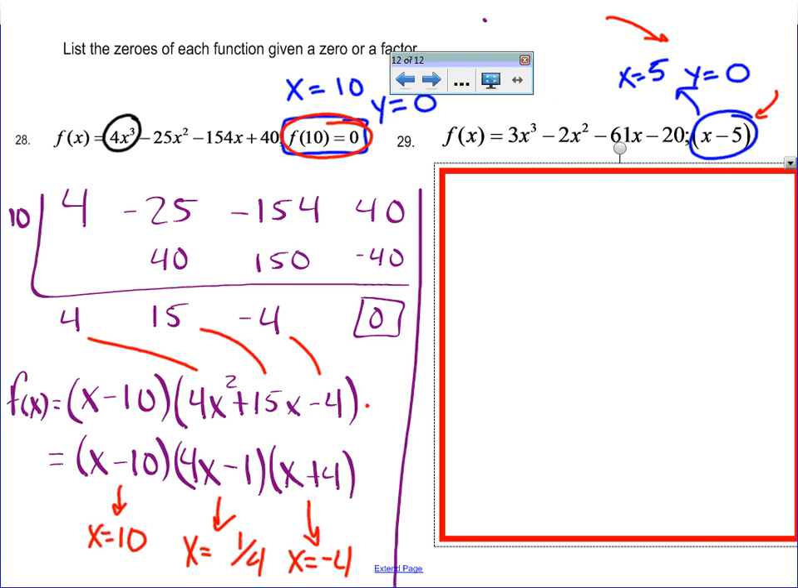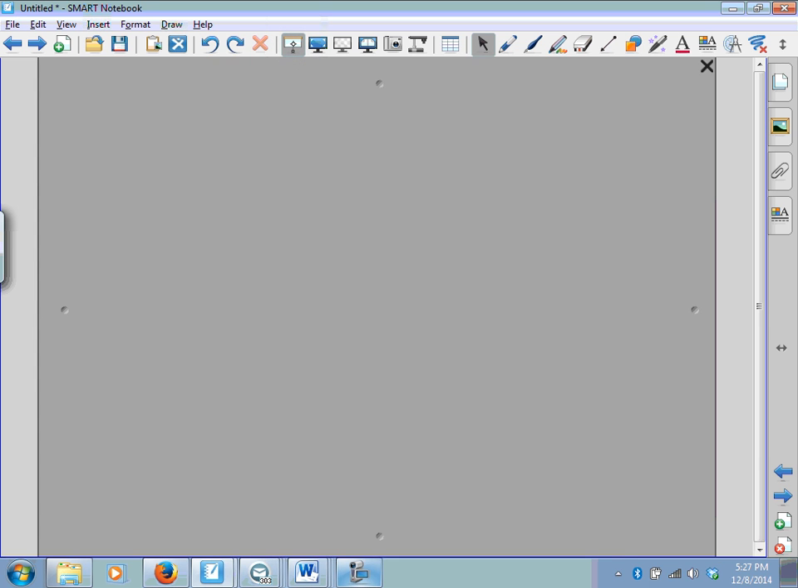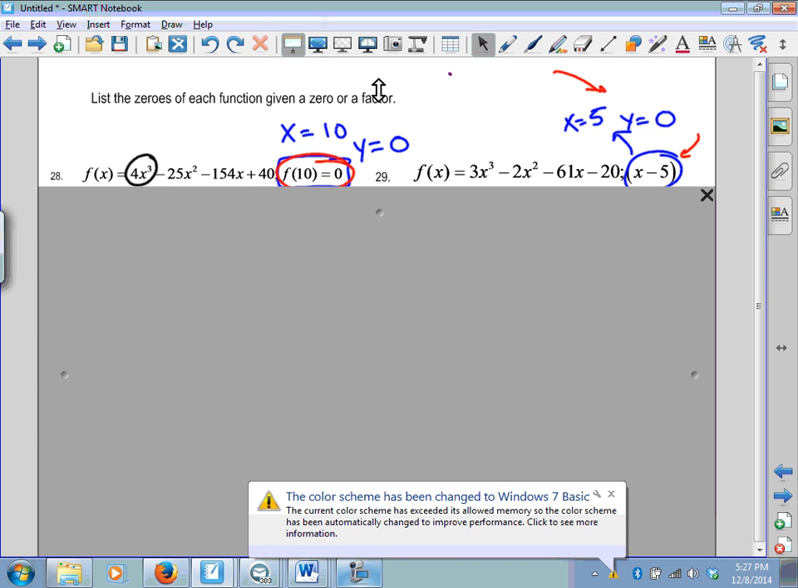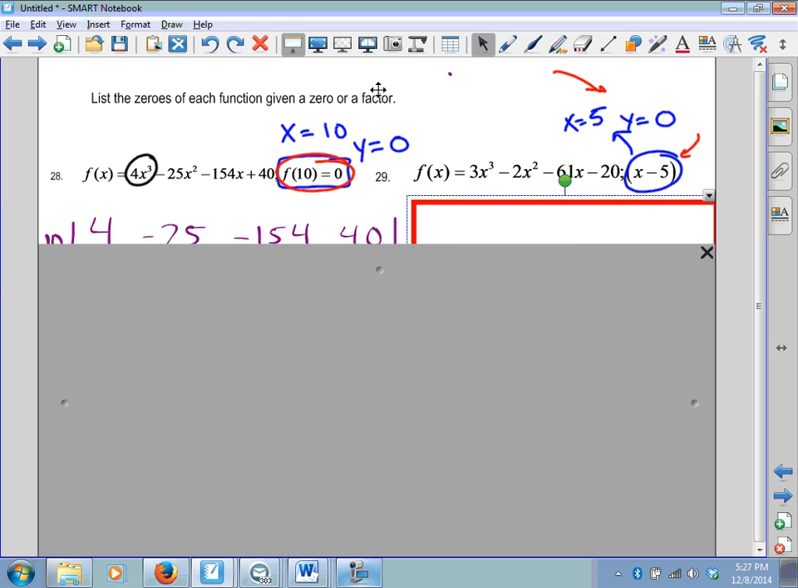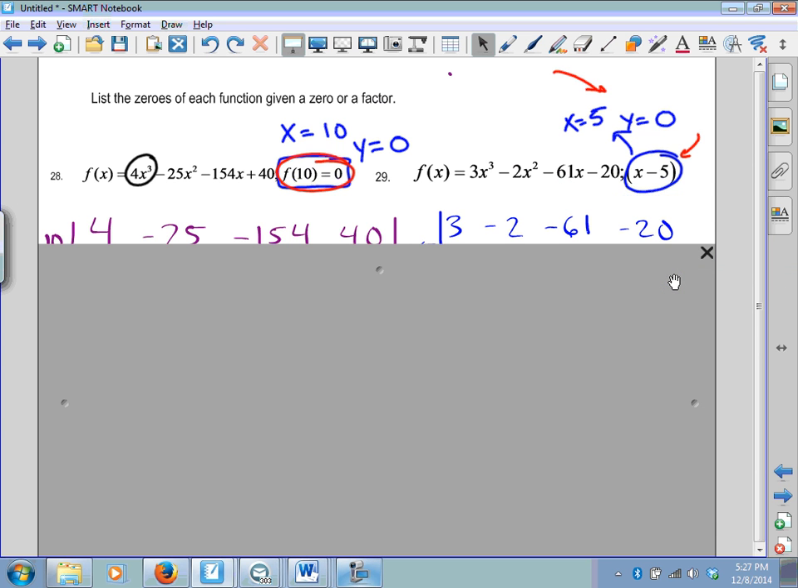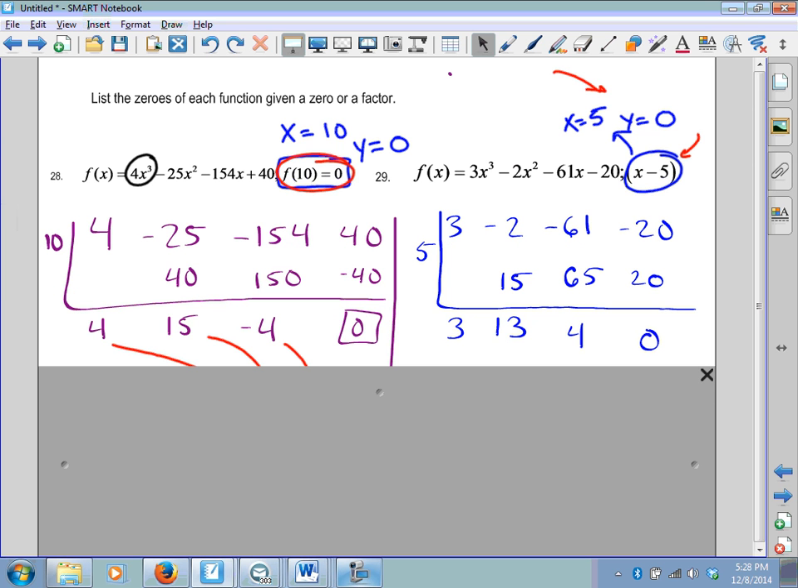problem number 29. So if you don't want to see the answers to that one, you may want to pause the video now, because I'm going to put them up. All right. So what we're given here is instead a factor, and I kind of talked about how that factor means that we have an x value of positive 5 to plug into our synthetic division. So when I plug in positive 5, I get these leftovers of 3x squared plus 13x plus 4.